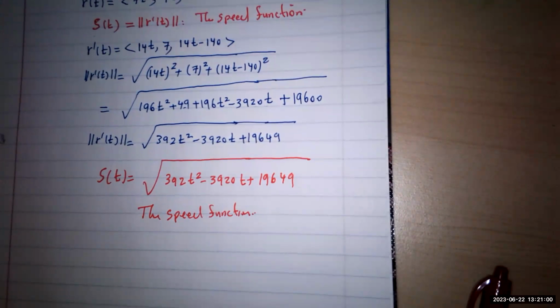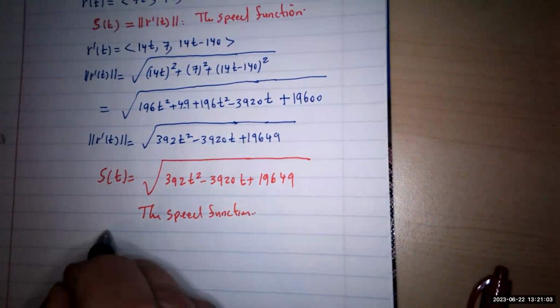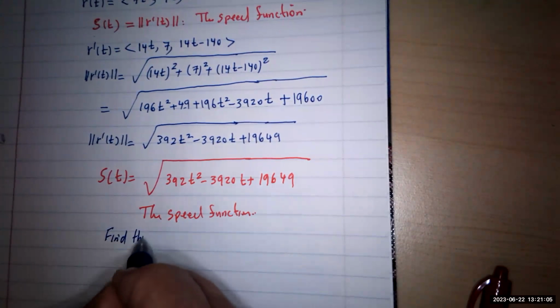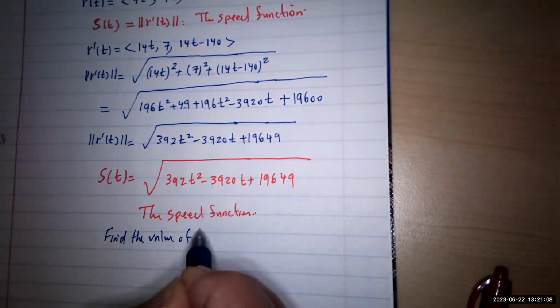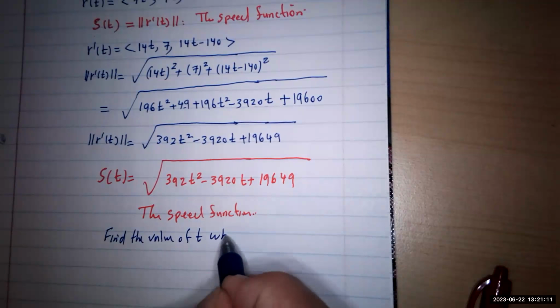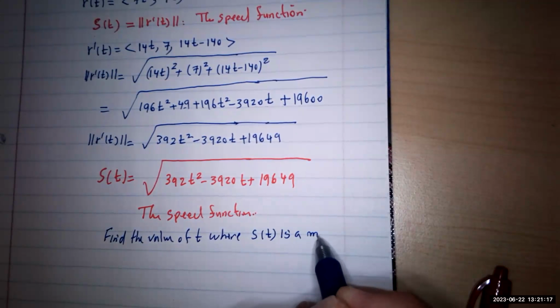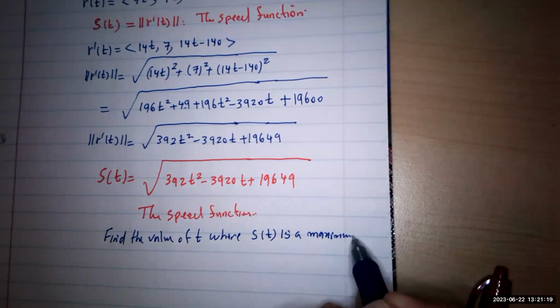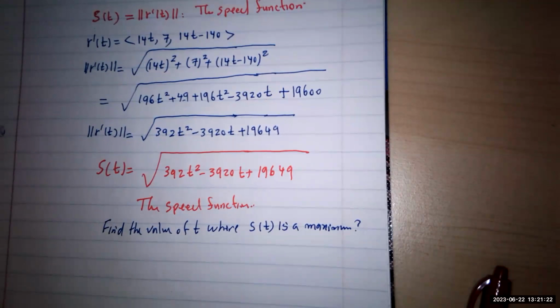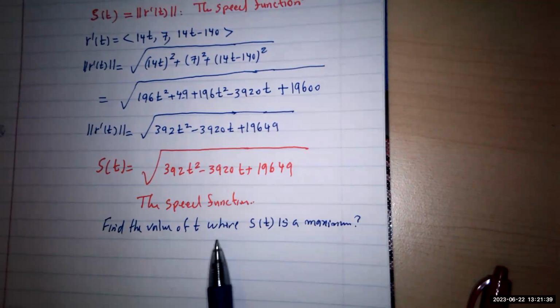Now you see, you want to find the value of t where s of t is a maximum. This is your job. You want to find the maximum value of this function. Yes, you can simplify, but we don't care. Just wait a minute, you will see it. So you want to find for which value of t this is going to be a maximum.